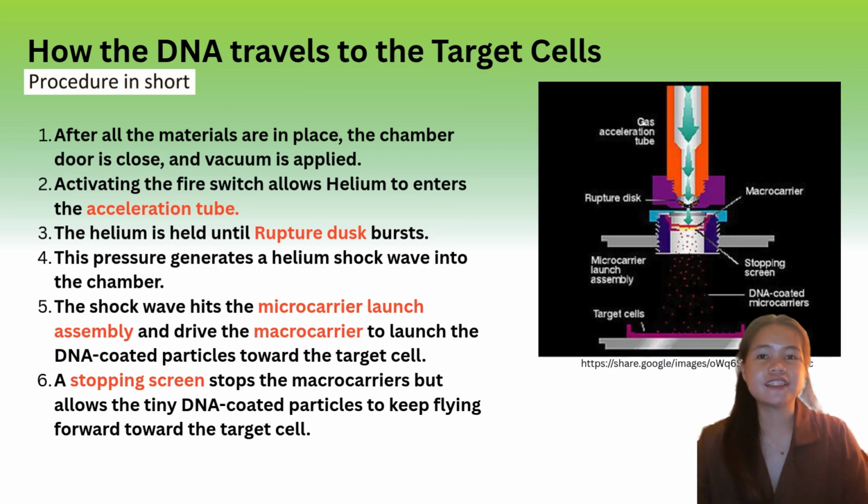In this slide, let me take you inside the gene gun, and how it delivers the DNA to the target cells. After all the materials are in place and set, the helium enters the acceleration tube. It is held by the rupture disc until it reaches the limit and bursts. This causes a helium shock wave that hits the macrocarrier launch assembly and drives the macrocarriers to launch the DNA-coated particles. A stopping screen beneath the macrocarriers stops the macrocarriers but allows the tiny DNA-coated particles to keep flying towards the target cell.